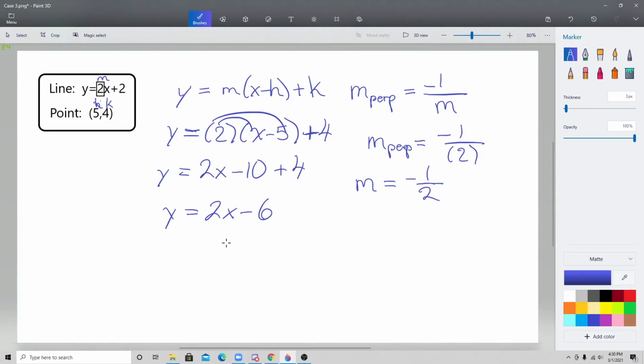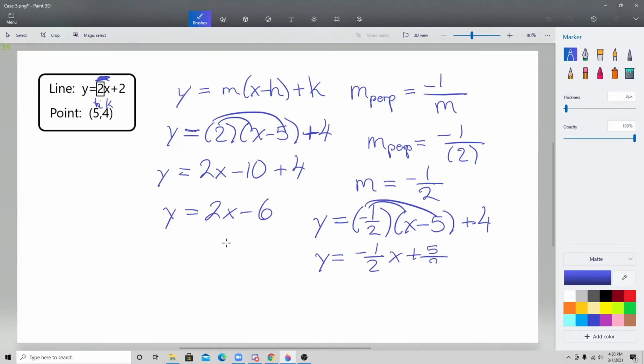Now we can treat this like we did in the first problem. This is going to be our new slope, and we're still going to use the same point. So now we plug that in: x minus 5 plus 4. And then you distribute. So that's plus, because there are two negatives.